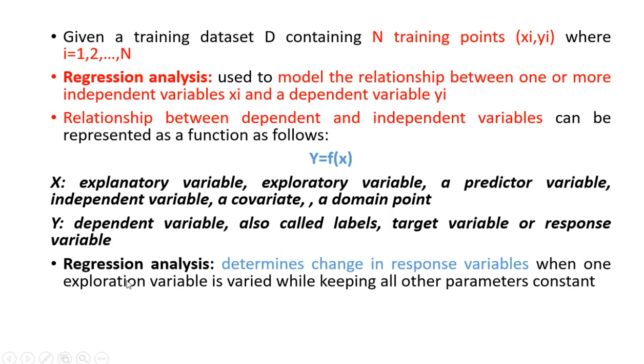Now the main goal of regression analysis is to model the relationship between x and y. It determines the change in the response variable when one explanatory variable is varied while keeping all the other parameters constant. So let's say in x I have x1, x2, x3. Let's say I change the value of x1 keeping the rest of the values constant. We will see how the value of y changes. This analysis is nothing but the regression analysis.